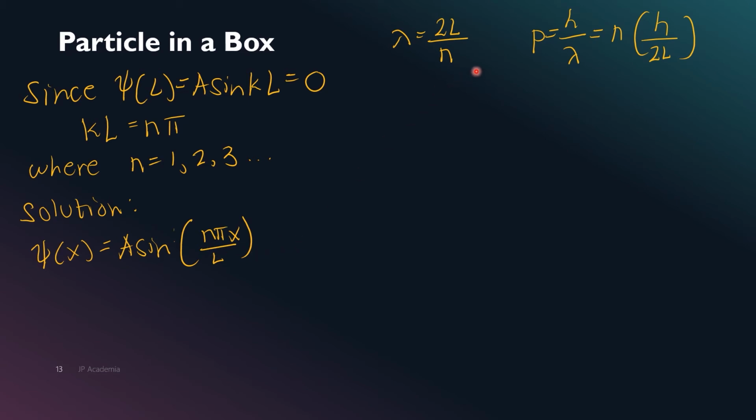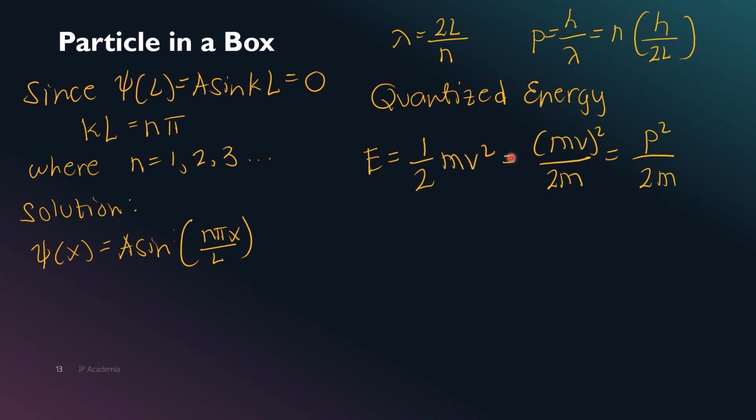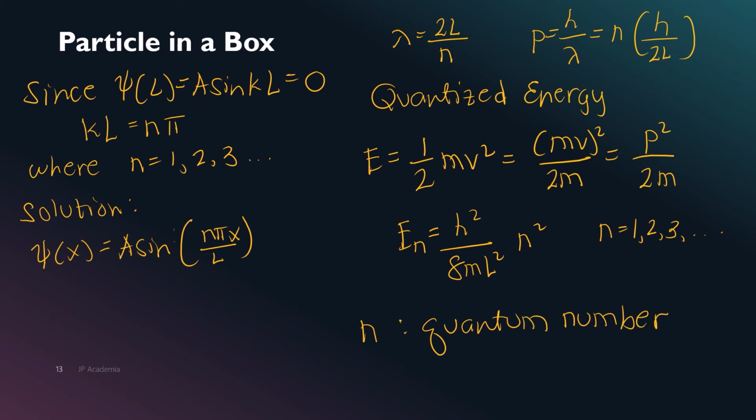The standing waves will have a wavelength of 2L over n, and the particle momentum can be expressed as h over lambda, which is equal to nh over 2L. So it is also quantized. Therefore, the energy is quantized as shown in this equation. We can express the energy E sub n as h squared over 8mL squared times n squared, wherein n is equal to 1, 2, 3, and so on. The n here is an integer called the quantum number. Now we use this to label a state.